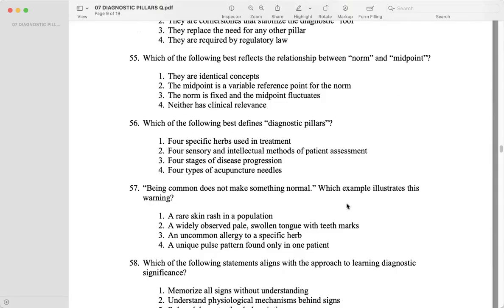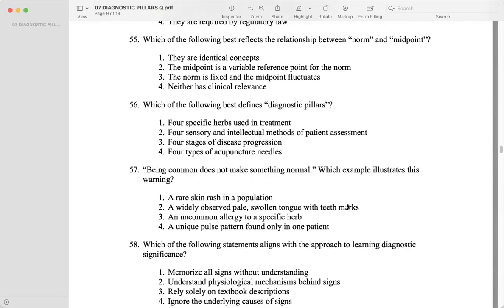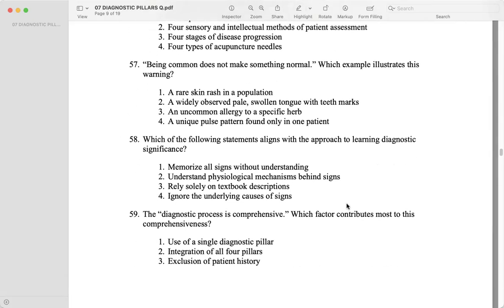Which of the following best reflects the relationship between norm and midpoint? The midpoint is a variable reference point for the norm. Which of the following best defines diagnostic pillars? Sensory and intellectual methods of patient assessment. Correct. Being common does not make something normal.